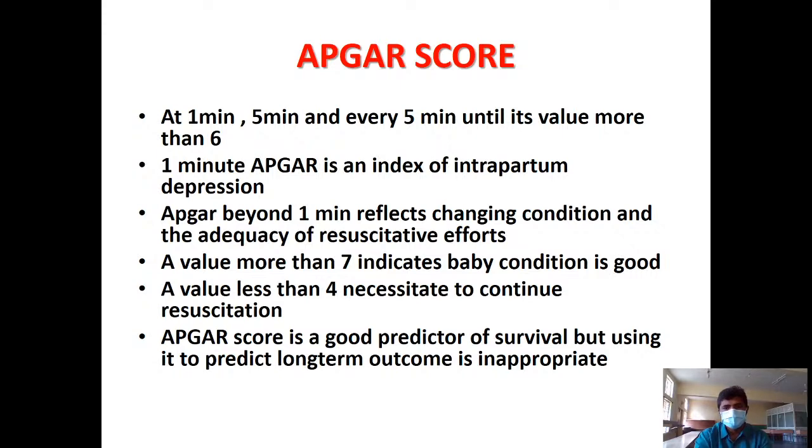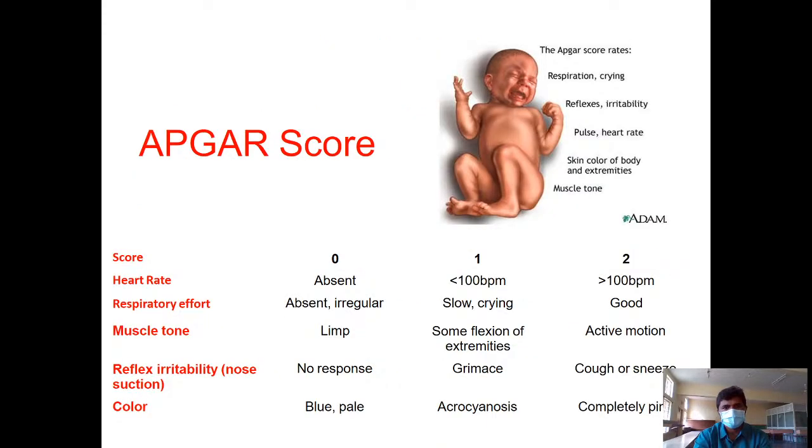So these are all the things about APGAR. You have 5 components in APGAR: heart rate, respiratory effort, muscle tone, reflex irritability, and color. Each is scored 0, 1, or 2. So the maximum score is 10 and the minimum score is 0. To label the baby as doing well, you need an APGAR score of more than 7. It is assessed at 1 minute and 5 minutes.